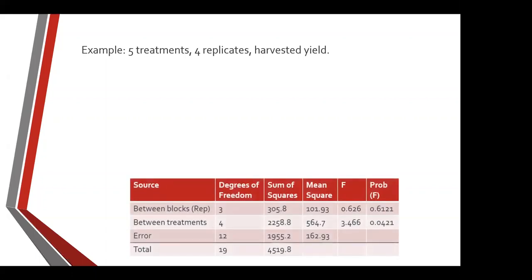So here I just wanted to take an example output and break it up to see how some of this information is formulated. I just used an example. We've got 5 treatments in a 4 replicate study, and the data here is on harvested yield.